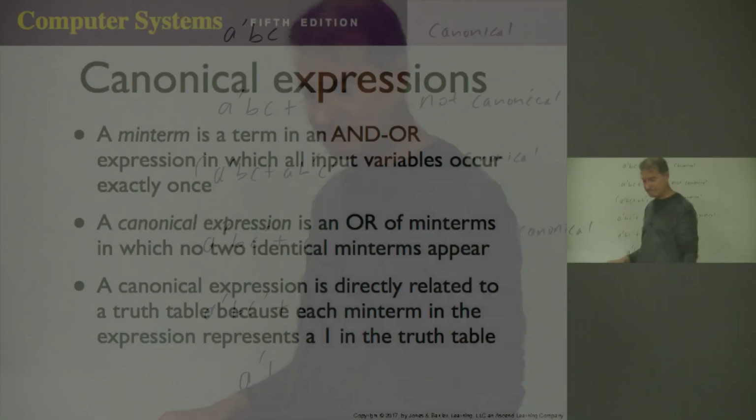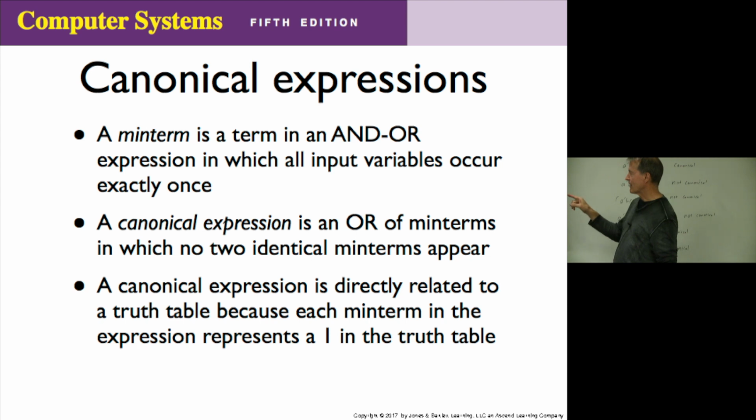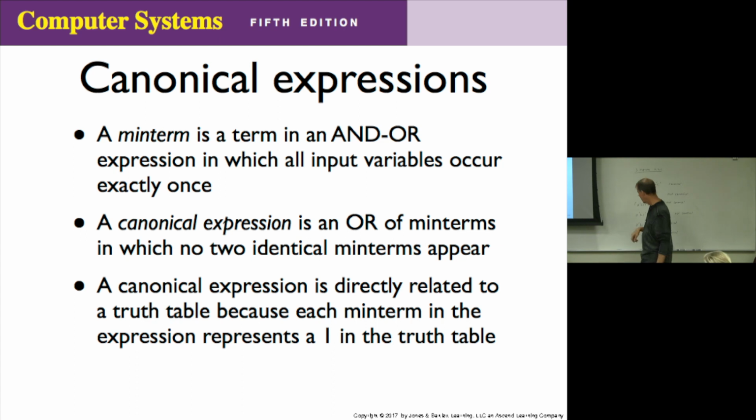Now, is everybody clear? Now, here's the thing. A canonical expression is directly related to a truth table because each minterm in the expression represents a 1 in the truth table. Right? Now, here's another thing, you guys. There is a really slick shorthand abbreviation for canonical expressions. It's called the sigma notation.